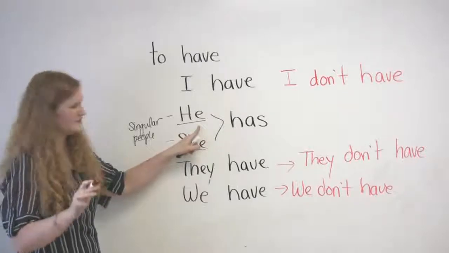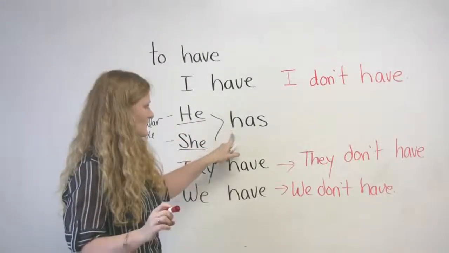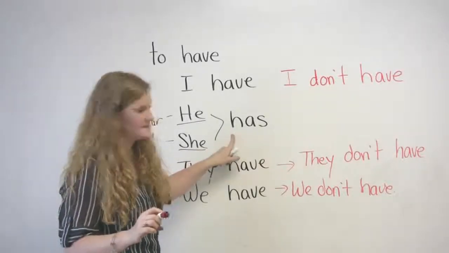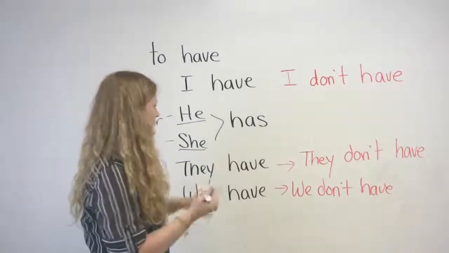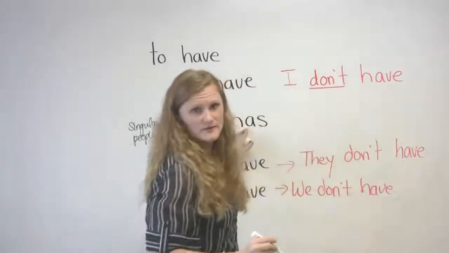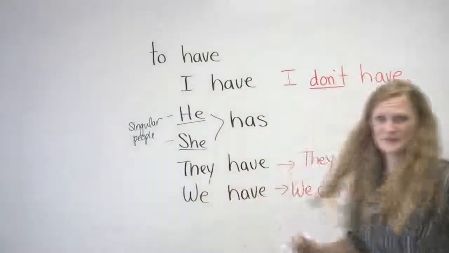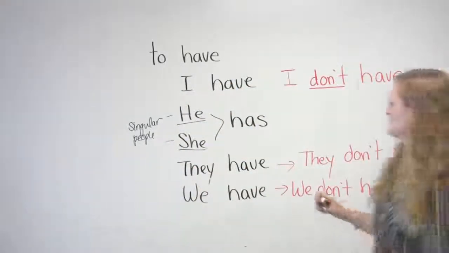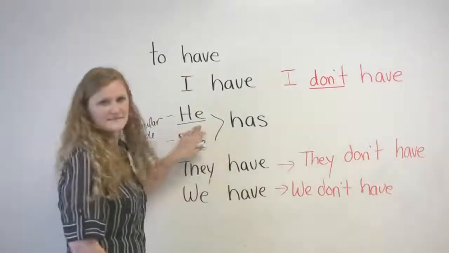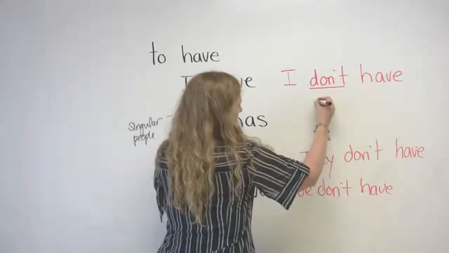For this one, unfortunately, I can't say he don't has. That would be too easy for you guys. We actually have to change this verb. Oh no! Help! Okay, I escaped. He and she with has, we have to change this verb to doesn't.